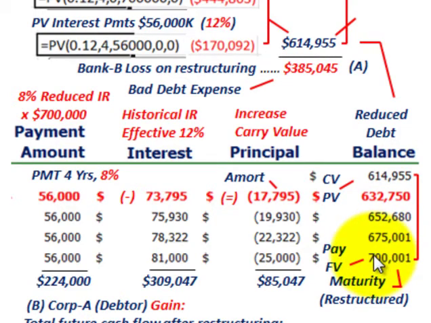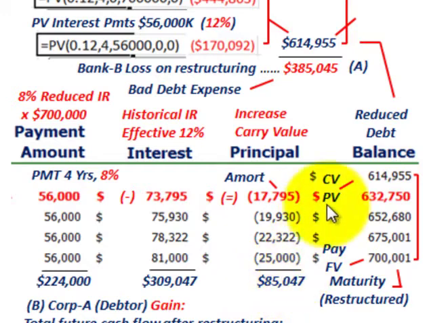Corporation A is going to pay this. Bank B is going to get this principal amount here of $700,000. And looking at our historical or effective interest rate here, the total amount would be $309,047. Compare that to the payment amount here of $224,000, and you're going to get your amortized amount here of $85,047.